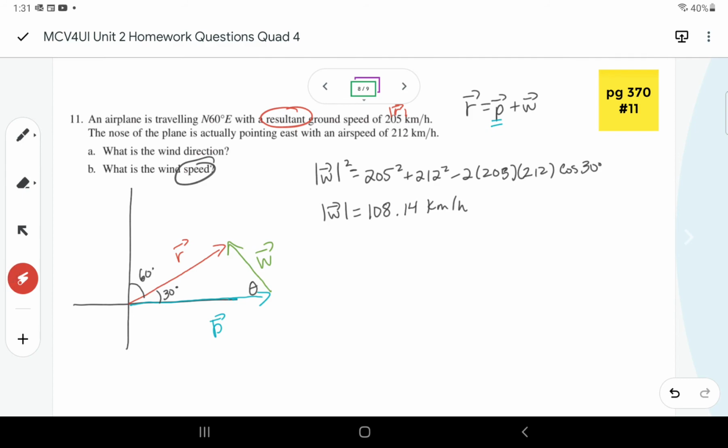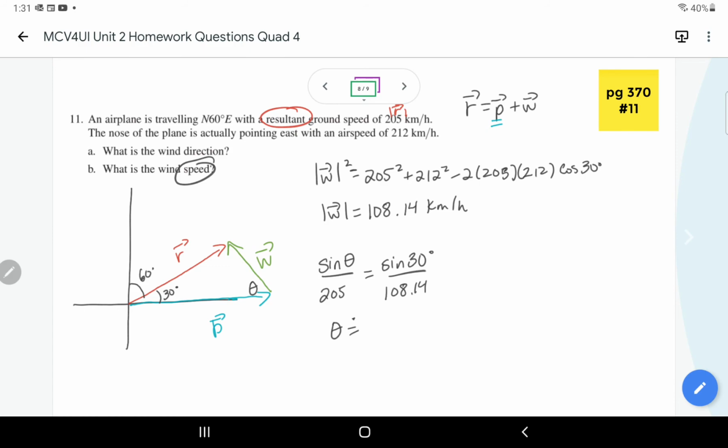So here I know that the plane has a bigger magnitude. So that's the biggest side. It's going to be across from the biggest angle. If I have an obtuse angle in this triangle, it's actually going to be this one. So I don't have an ambiguous case there. So I could say that sine theta over the resultant, which is 205, equals sine 30 over 108.14, and then we'll figure out what that angle is.